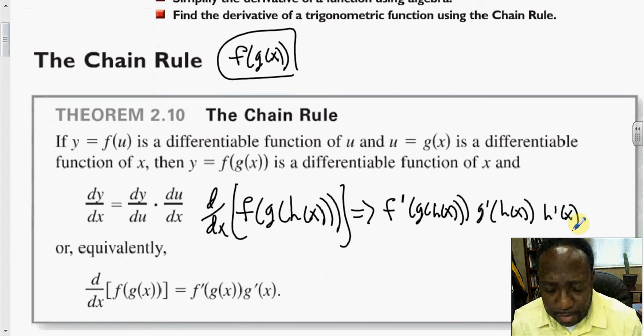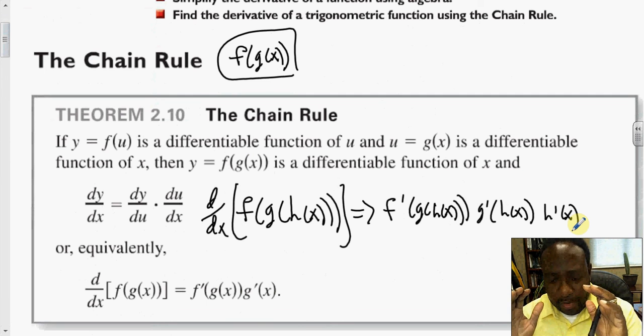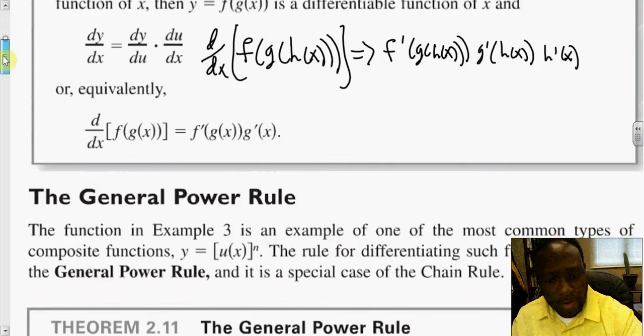So it doesn't matter about the layers. You just start from the outer layer, take its derivative, move to the next inner one, take its derivative, and then the inner layer of that, and all the so-called derivatives are multiples.